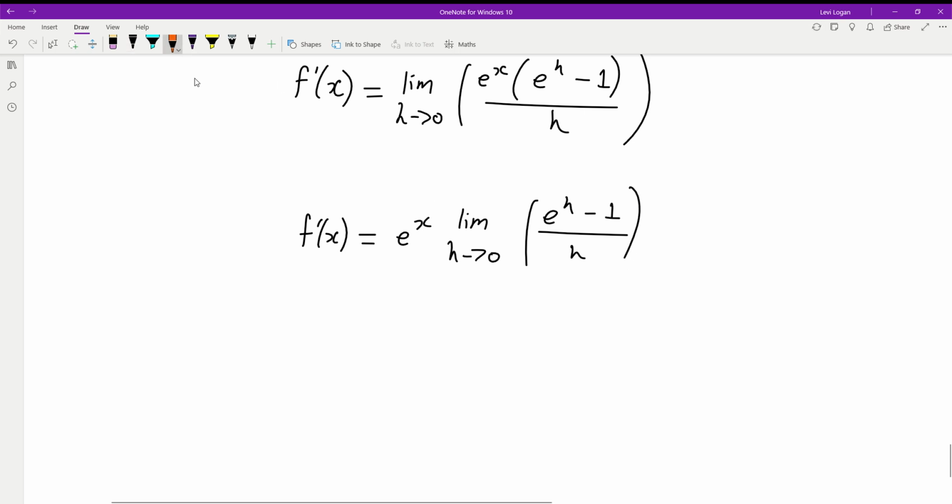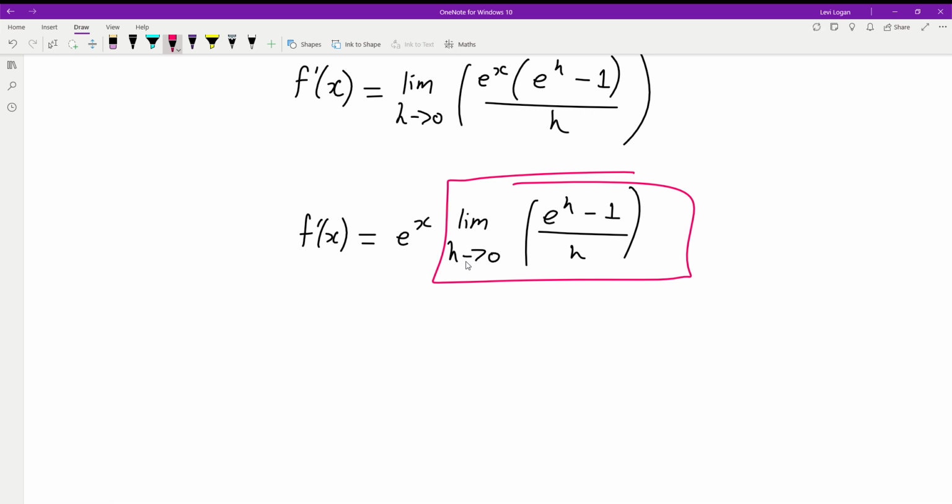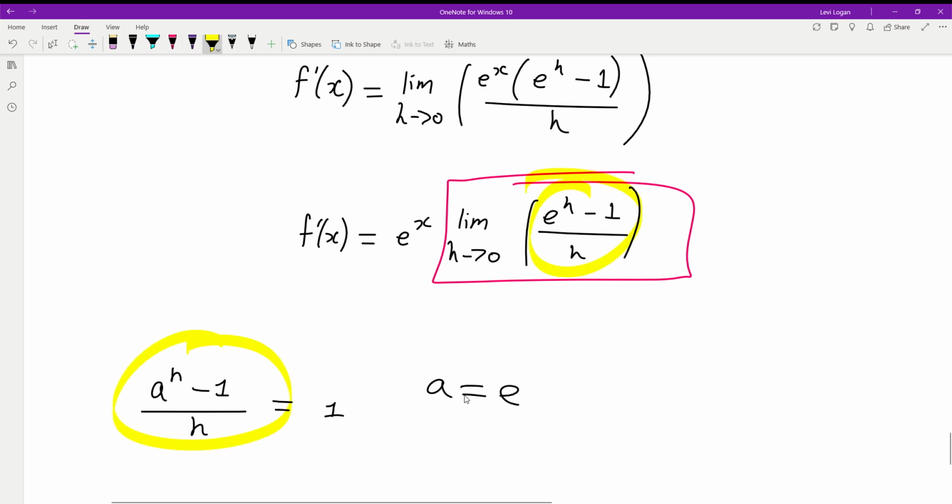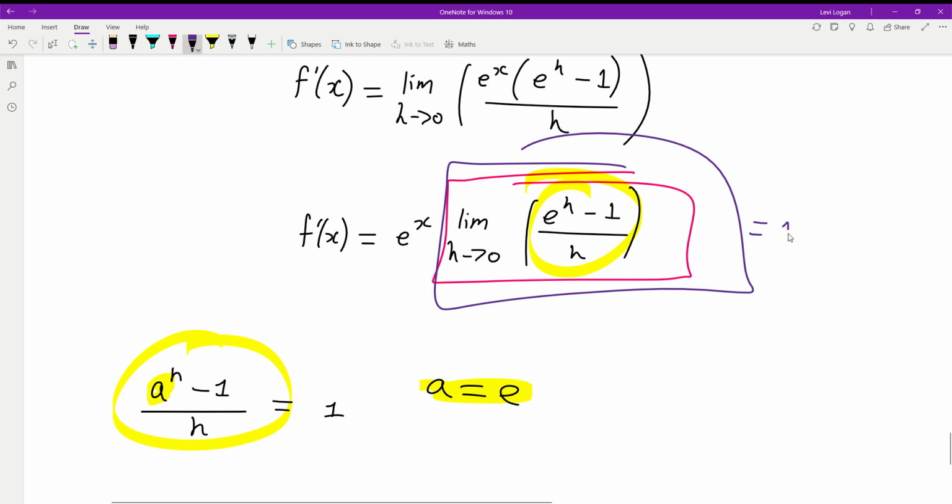Now we're probably thinking, how do I know what this is going to be? Well, let's work out where e is defined. So this specific limit here is what we have. This equals 1 when a is equal to e. That's where it's defined. This is the exact same limit we have here, except a is e. So if a is e in that case, that means this entire thing here must be equal to 1. So in other words, it's e to the x times by 1.